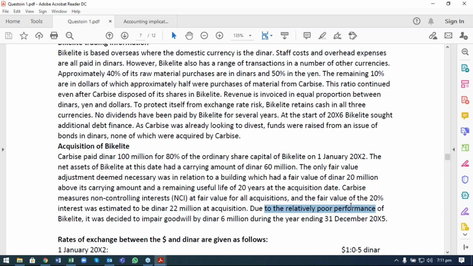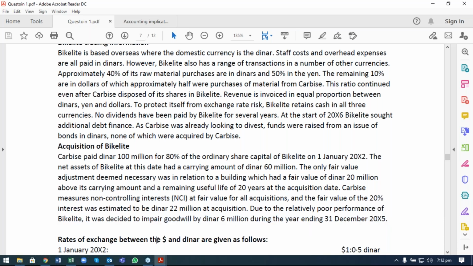Due to the relatively poor performance of Backlight, it was decided to impair goodwill by 6 million dinars by the year ended 31st December 2006. The goodwill of Backlight was decided to be impaired by 6 million dinars. So first we need to calculate what the goodwill of Backlight was at the acquisition date, and then we need to find out what the goodwill was at the start of the year, 1st of January 2006.